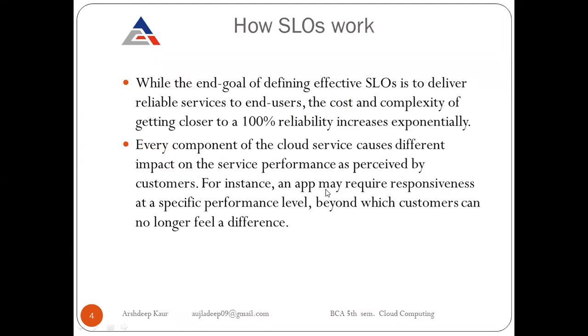Next is how SLO works. It means how the service level objective works. First of all, the end goal of defining an effective SLO is to deliver reliable services to the end user. So the first aim is to provide reliable services to the end users. The cost and complexity of getting closer to 100% reliability increase exponentially. Let us suppose we are doing some business, marketing or any business, it's very tough to achieve 100% reliability.